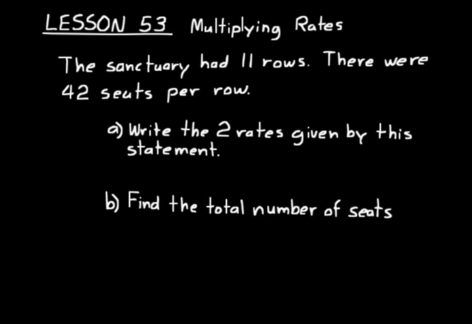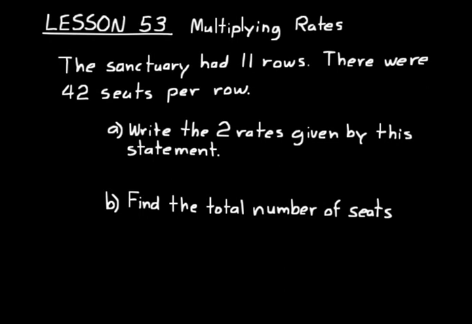Now let's look at this practice problem that I have here. It says that the sanctuary had 11 rows. There were 42 seats per row. A says write the two rates given by this statement. And so think about what I just said there. You just think of rates as unit multipliers. So there's two rates given by that statement of 42 seats per row.